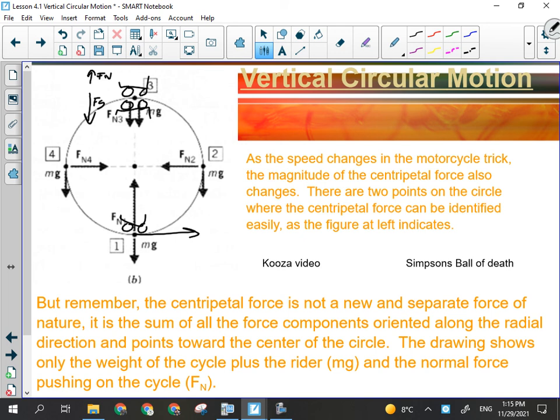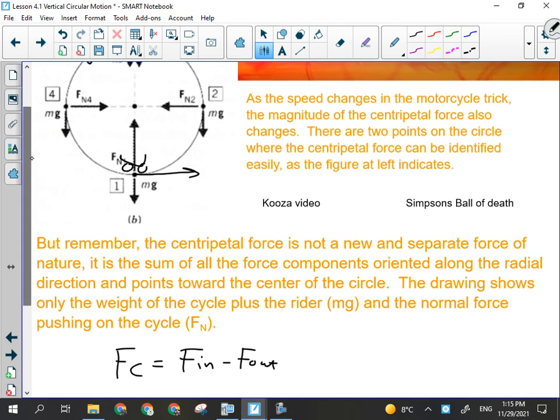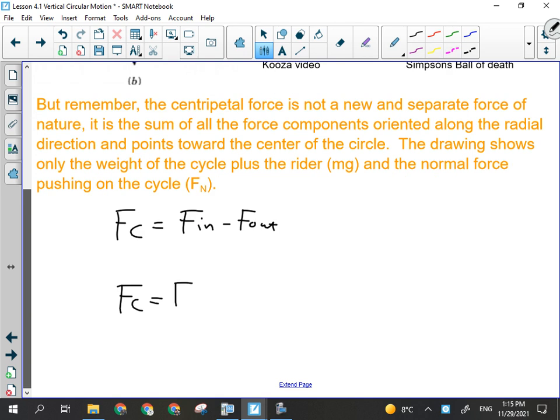Okay, so if the speed changes, the magnitude of the centripetal force changes because, as we were saying, centripetal force equals forces in minus forces out. So at the bottom of the circle, centripetal force equals, if we're down here at the bottom, normal force is pushing in, and gravity is pulling out. Okay, that's at the bottom.